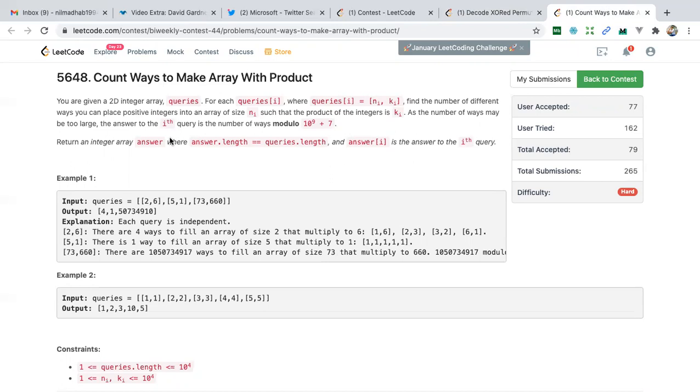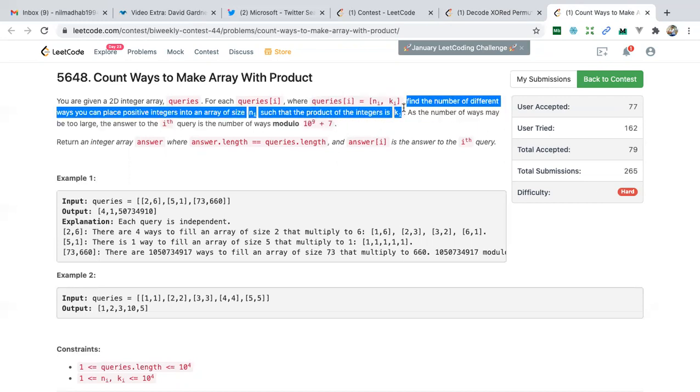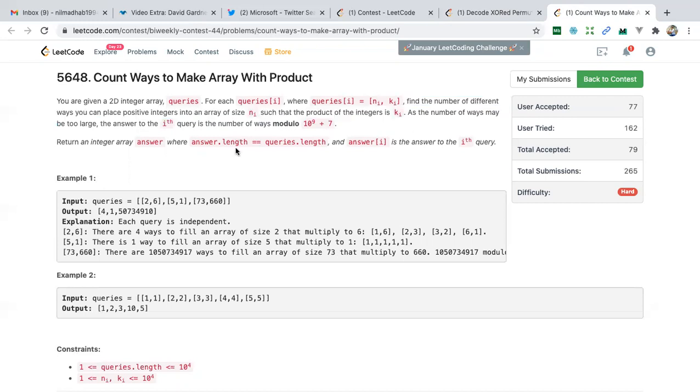You're given a 2D integer array queries, and for each query i, where queries[i] is [ni, ki], find the number of different ways you can place positive integers into an array of size ni such that the product of the integers is ki. Okay, let's see the example.